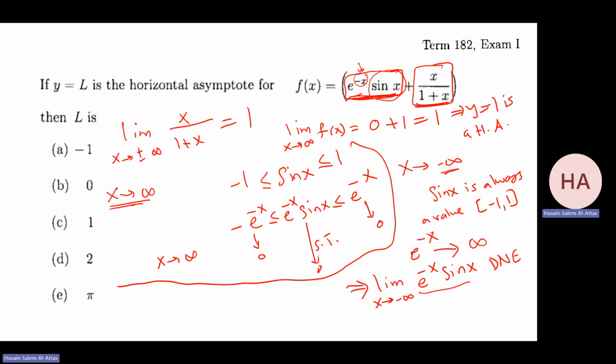So we cannot conclude any horizontal asymptote as x goes to minus infinity, but as x goes to infinity, we conclude there is one horizontal asymptote, y equals 1. So what will be L? L will be 1. So this is the answer. I hope it's clear.